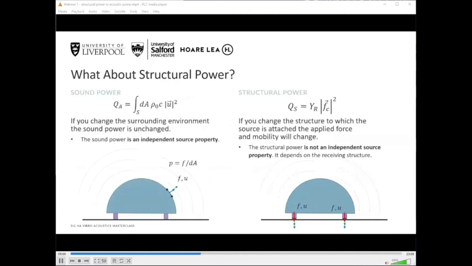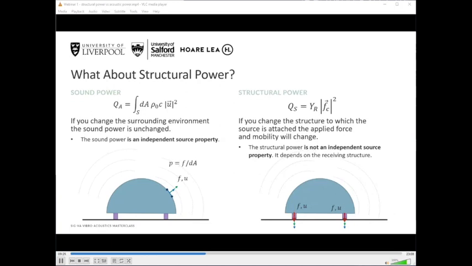Now let's go back and compare the airborne and structure-borne cases. On the left, we have the airborne case. The machine always radiates into air, so the sound power does not depend on the environment. This means it is an independent source property.